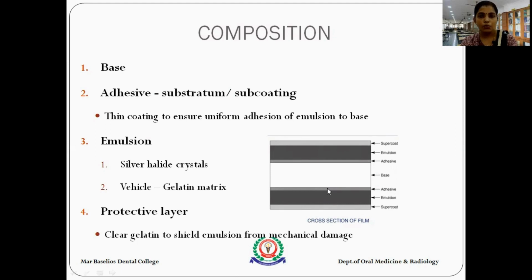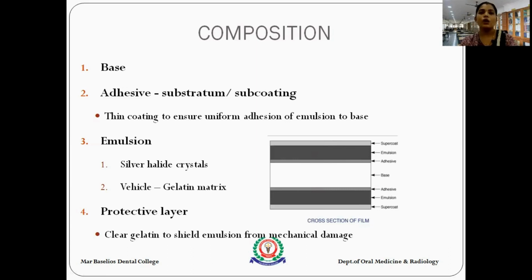That is the innermost structure which is forming the X-ray film, and on both sides of the base you have an adhesive layer which is creating a uniform adhesion of the emulsion to the base. So emulsion is the third structure which is seen on the outer aspect of the adhesive, and this adhesive layer is creating the uniform adhesion of this emulsion to the base, which is the innermost portion. And on the outermost layer you have a supercoat or a protective layer, which is a clear gelatinous structure which prevents mechanical damage to the film.